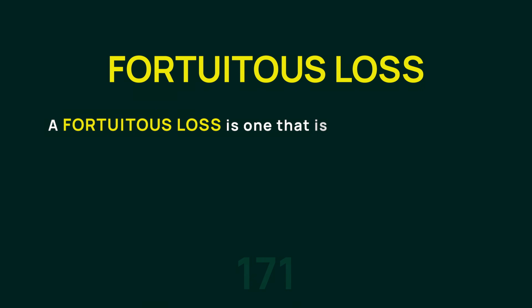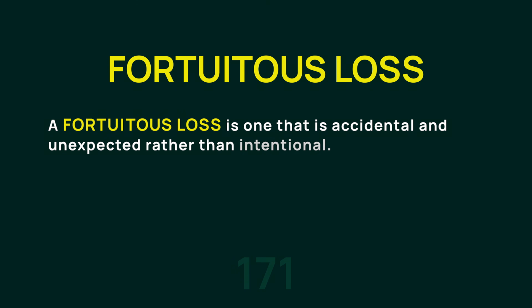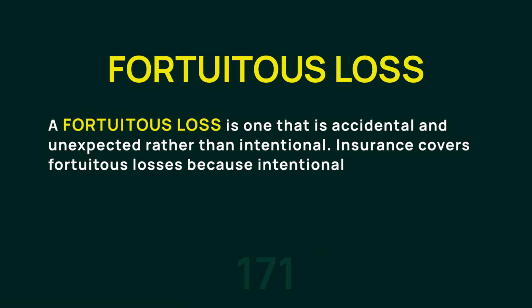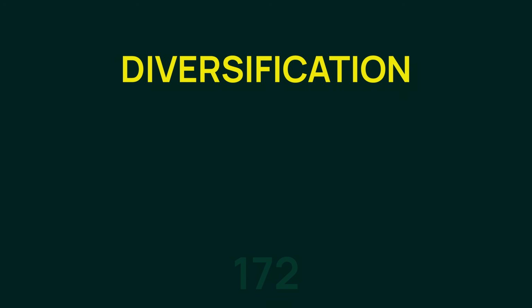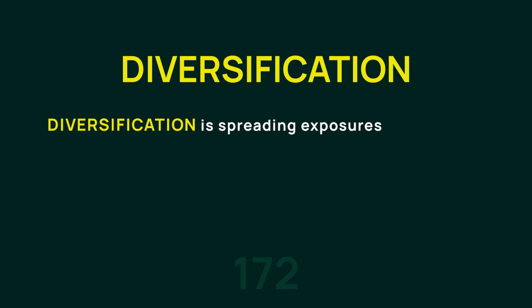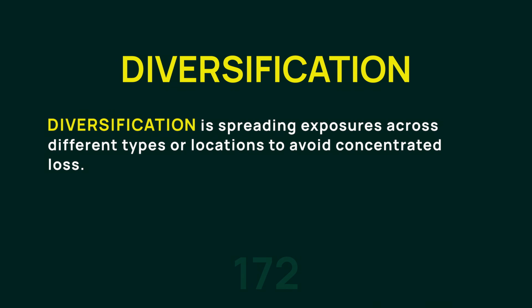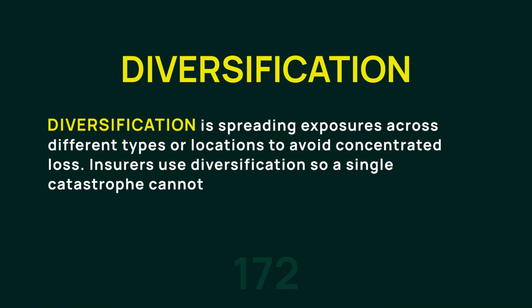Fortuitous loss. A fortuitous loss is one that is accidental and unexpected rather than intentional. Insurance covers fortuitous losses because intentional or certain losses defeat the purpose of pooling random risk. Diversification. Diversification is spreading exposures across different types or locations to avoid concentrated loss. Insurers use diversification so a single catastrophe cannot wipe out a large share of their book.